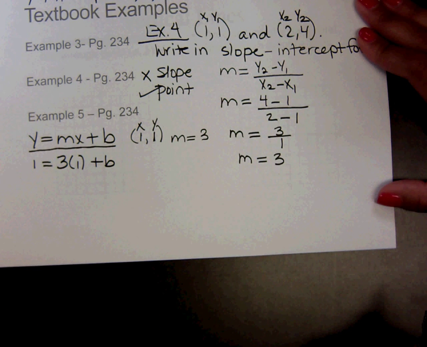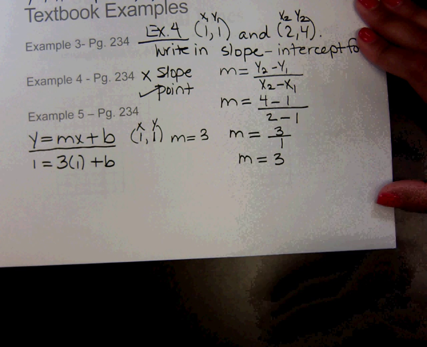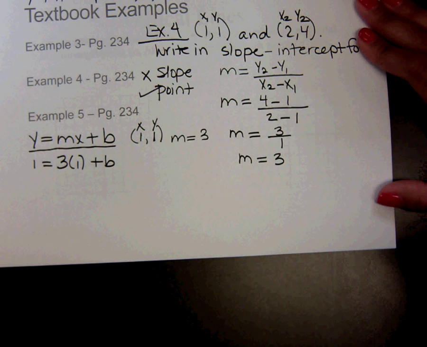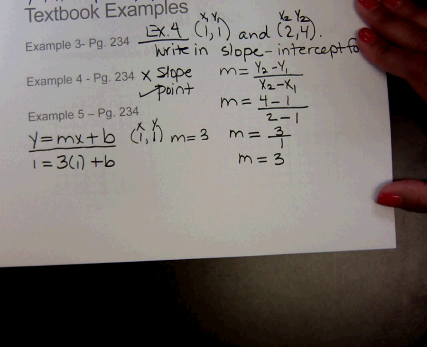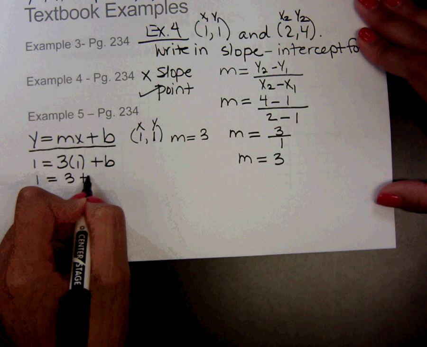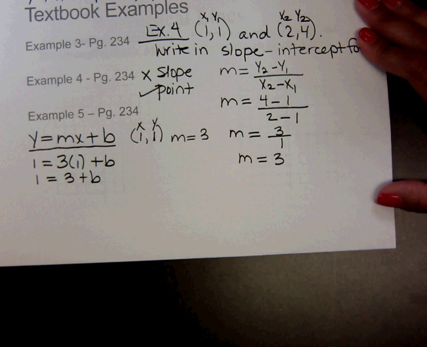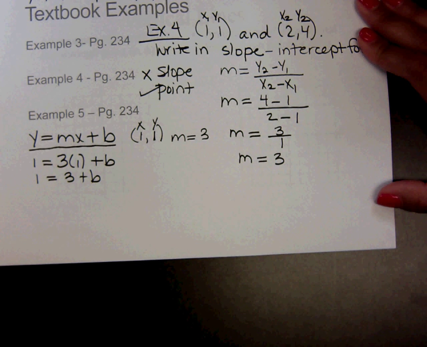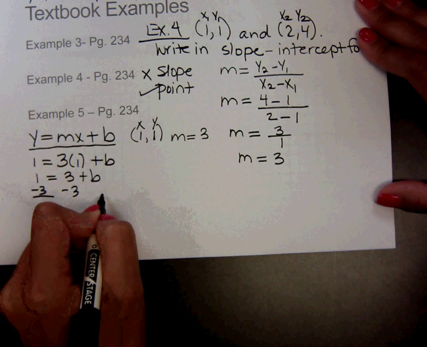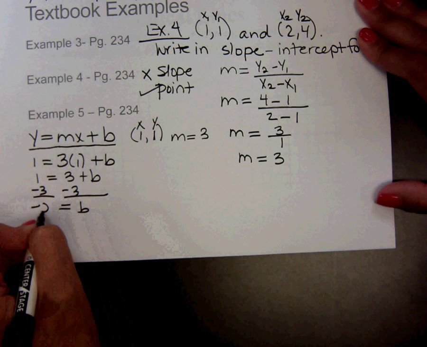Do you see what I did? If I want to use slope-intercept form, as long as I have any point and I know the slope, I can find the y-intercept. So 1 equals 3 plus b. How do I solve that for b? You need to put 3 on the other side. There you go. Subtract 3. Very good. So b is equal to negative 2.